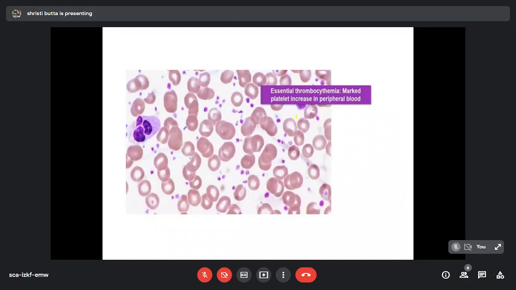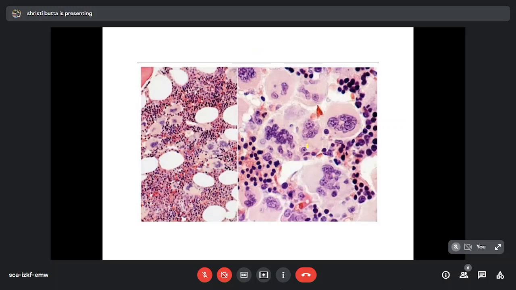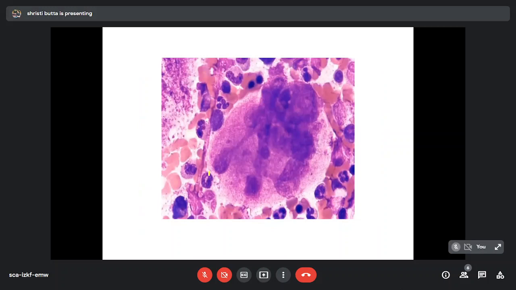So this is the blood picture. You have platelets, a lot of platelets, but this does not mean anything. Let's move on. You have the bone marrow. What does that show? Yes, there is megakaryocytic proliferation, and look at these megakaryocytes. There is a lot of megakaryocytic proliferation here. Now coming to this megakaryocyte that is shown, it has a hyperlobated nucleus.